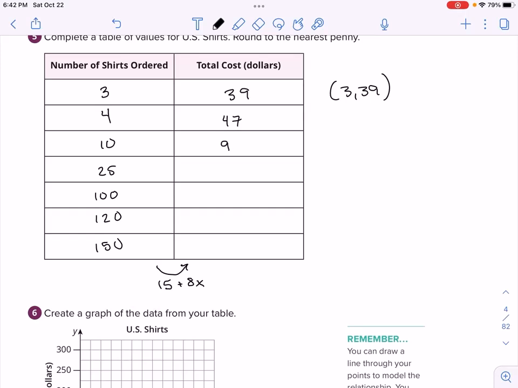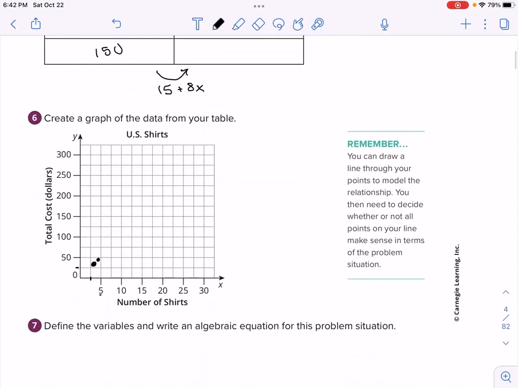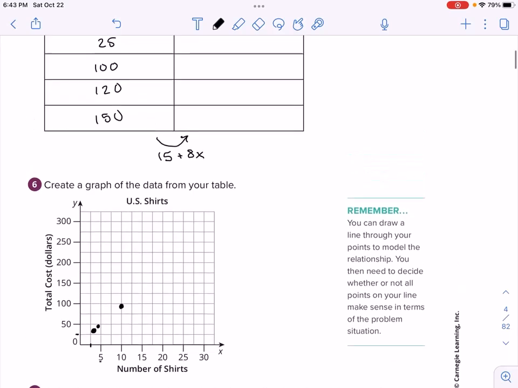All right, let's go to 10. This one we did do on number 1B, right? So 10 shirts, we multiplied it by 8, which is 80. 80 plus 15 is 95. Let's graph this one, 10, 95. So 10 to the right, 95 up. It's close to 100, but not exactly 100. Something like that.